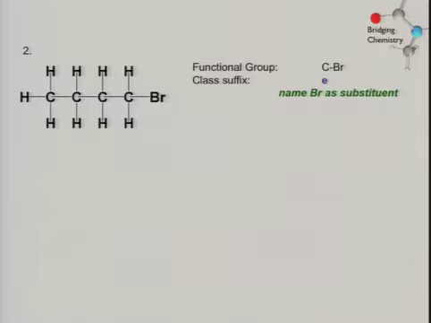And so to name it the other way, what that means is that we name the bromine as a substituent. So for alkyl halides, the suffix at the end of the name is just an E. So it doesn't tell you in the suffix part of the word whether it's a bromine or a fluorine or a chlorine or whatever in your alkyl halide. We specify that part of it in a different part of the name. So for these ones, the class suffix is just E.